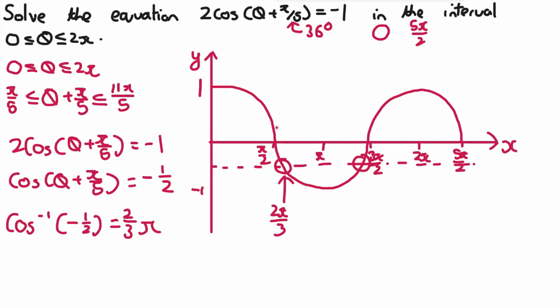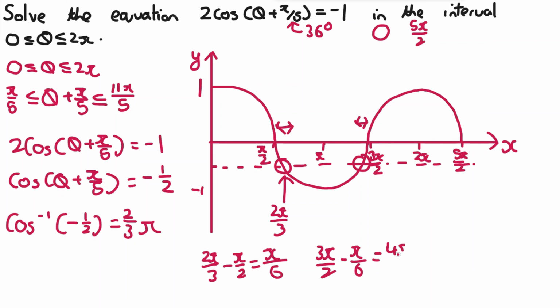The way we figure this out is we need to figure out this difference here between 2 pi over 3 and pi over 2. So this is going to be 2 pi over 3 minus pi over 2. And if you put this into a calculator, this is equal to pi over 6. And because of symmetry, this is going to be the same difference here as well between 3 pi over 2 and this solution. So this is going to be 3 pi over 2, this value here, minus the difference here, which is pi over 6. And if you put this into a calculator, this is equal to 4 pi over 3.